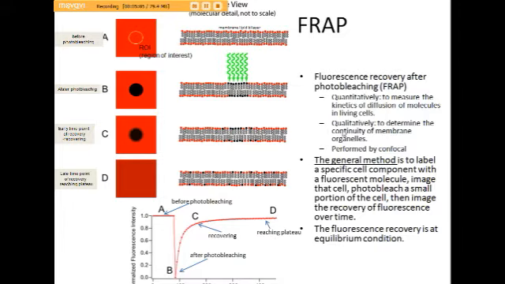Another, more general application of FRAP is qualitative. We could use it to qualitatively determine the continuity of membrane organelles. Later I'm going to give you one example. FRAP is generally performed by laser scanning confocal microscope. This is because, as we discussed before, laser scanning confocal is able to randomly do the scanning pattern. And take note that the fluorescence recovery is always at equilibrium condition.